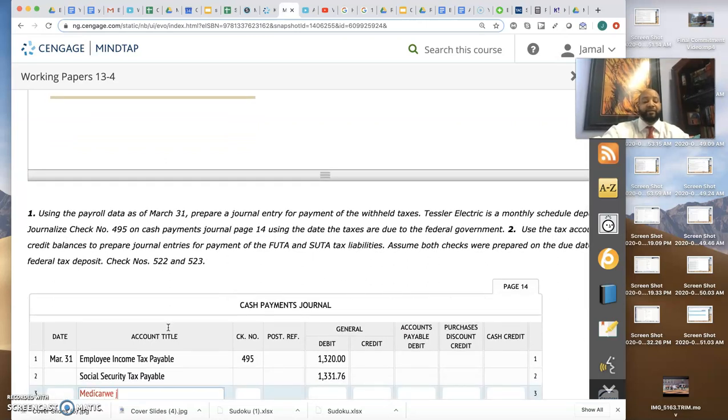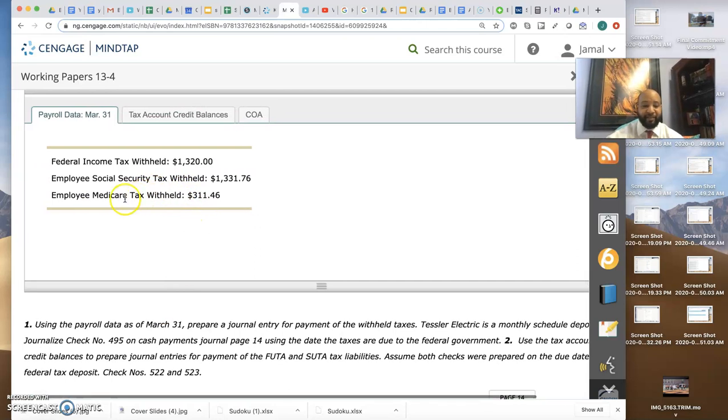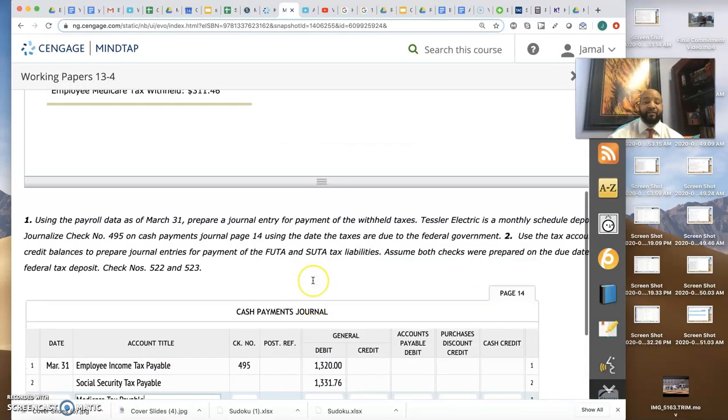Medicare tax payable. Let's be sure where we're getting these names from. Medicare tax payable, Medicare. Social Security tax payable, Social Security tax. Employee income tax payable, employee income tax payable. So that's where all those names came from. Good, good, good. What was the amount?